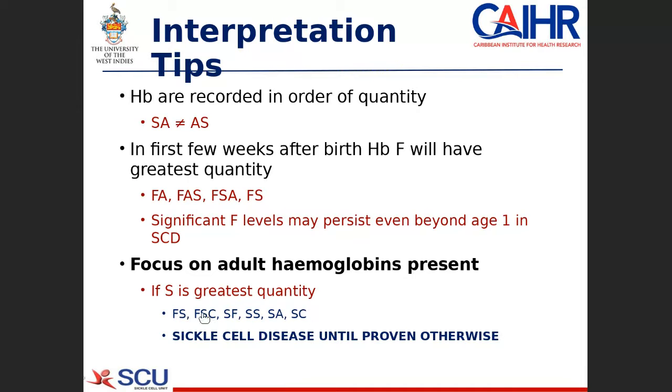S and C, S is in greatest quantity. This is probably a child who is maybe 9 months old. Fetal hemoglobin is still present, but S is the only adult hemoglobin. This one is straightforward, SS. This again, S and A are present, but S is in greater quantity than A, so this is sickle cell disease. This is S and C, so this is a person with SC disease.